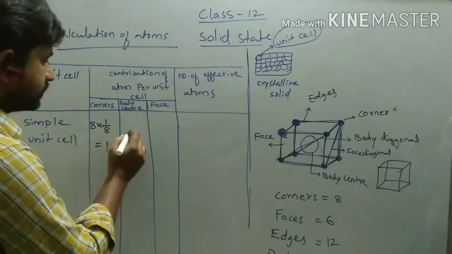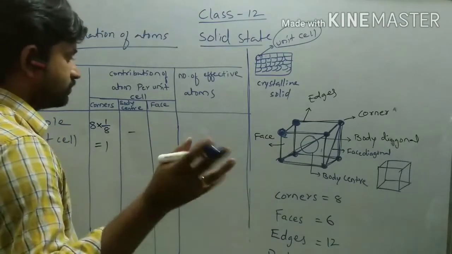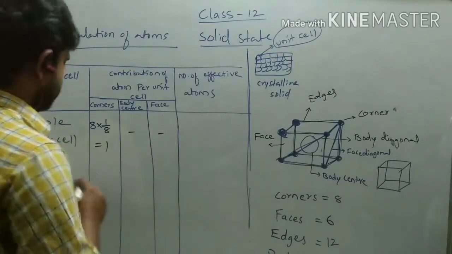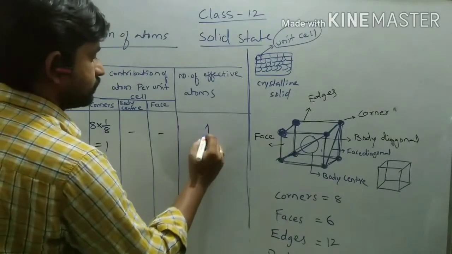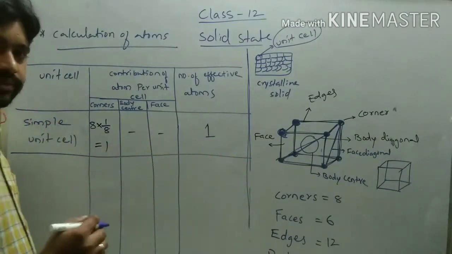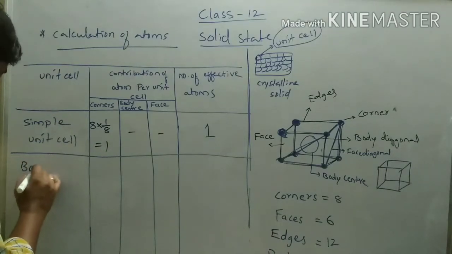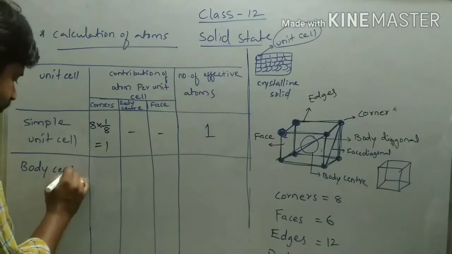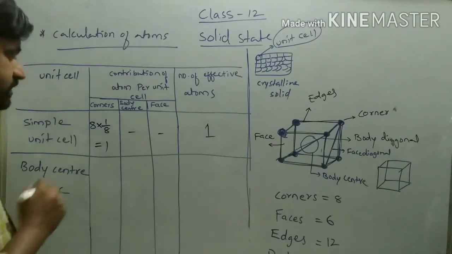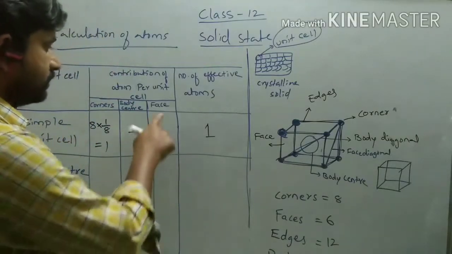Here body center, there is no body center atom. There are no face center atoms. Here number of effective atoms 1. This is about simple unit cell. The next we are going to discuss, here I am taking body center. Body center you can call what? BCC. So in this BCC, one body center atom will be there.